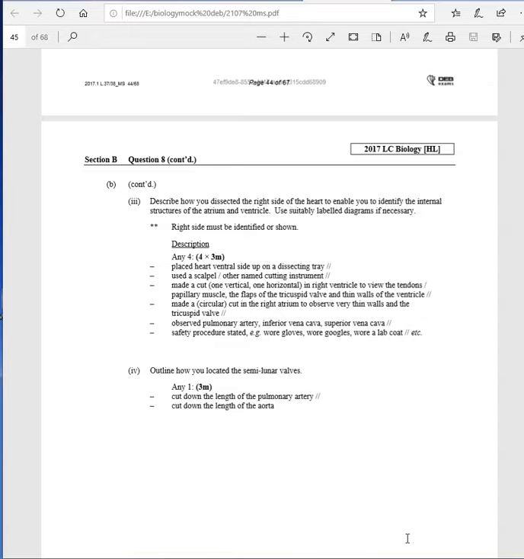Okay, outline how you located the semilunar valves. Your semilunar valves, you cut down the length of the aorta, or you cut down the length of your pulmonary artery. Normally when you're looking for the semilunar, you go with the aorta because you will find the entrance to the coronary arteries there.